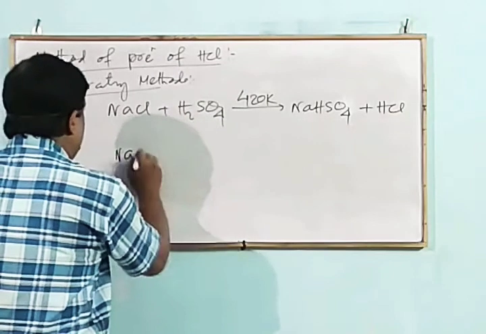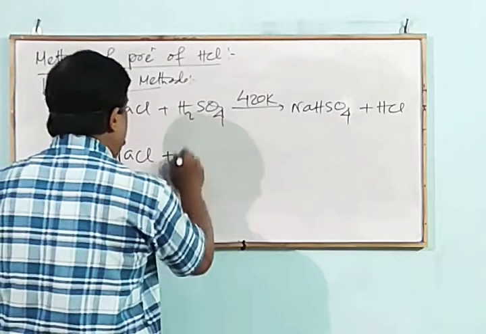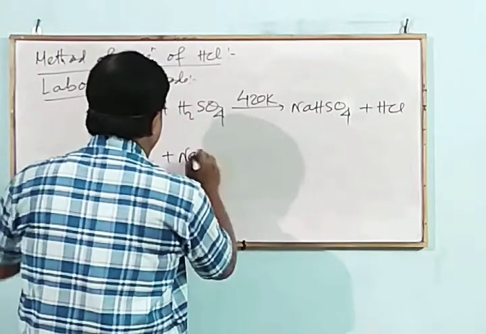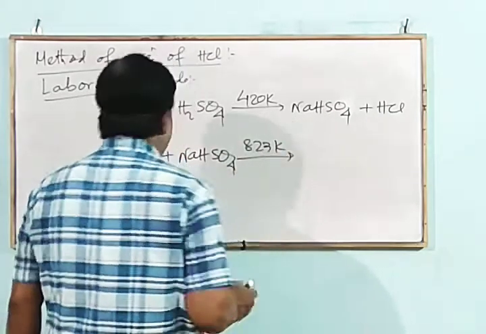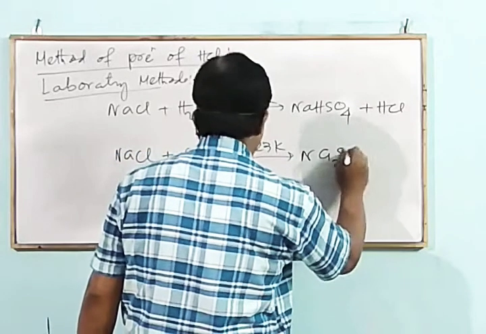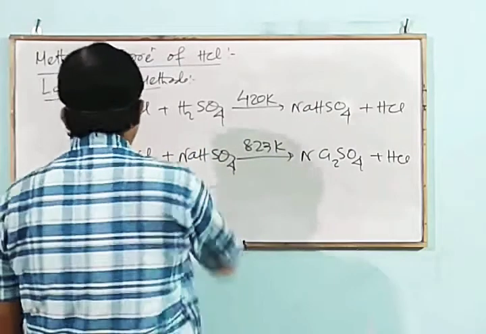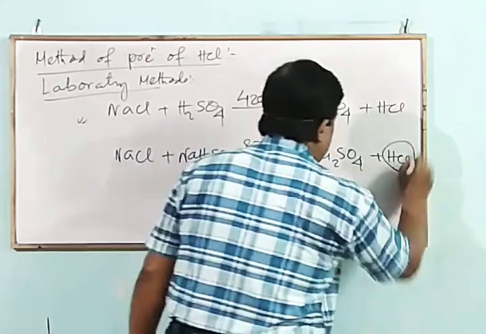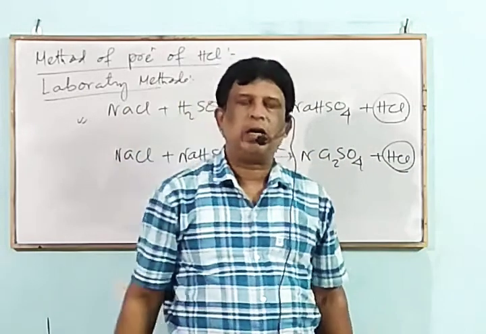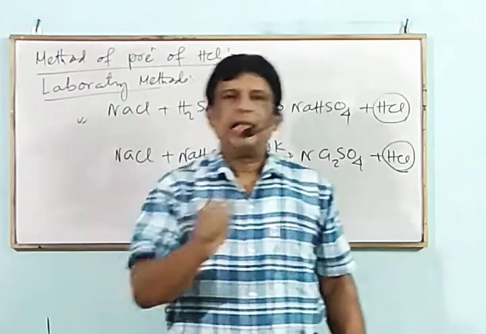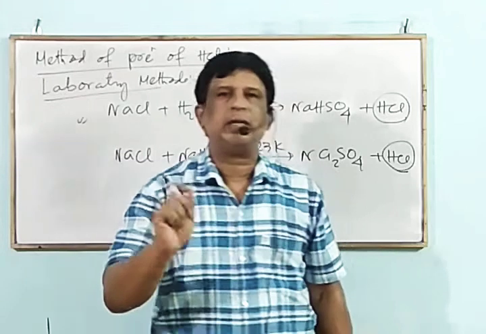Again, sodium chloride reacts with sodium hydrogen sulfate at 823 Kelvin, resulting in the formation of sodium sulfate plus HCl. Mark that. It is a laboratory method of preparation. This hydrogen chloride gas is collected by the upward displacement of air, and this gas is dried by passing through concentrated sulfuric acid.